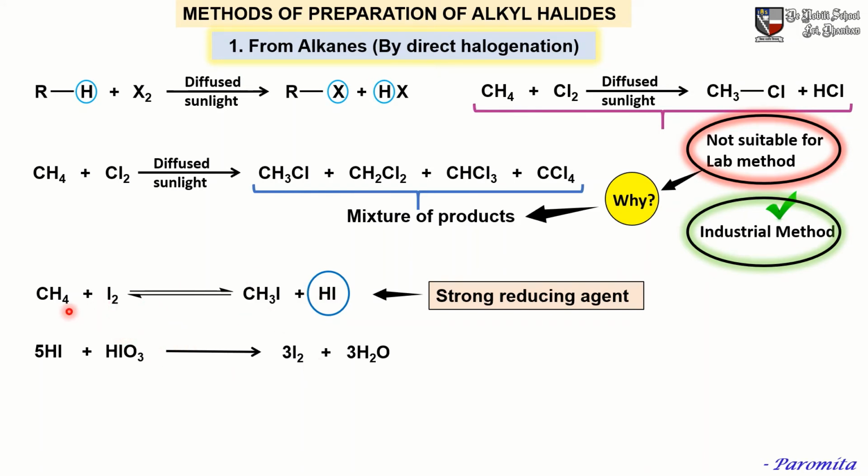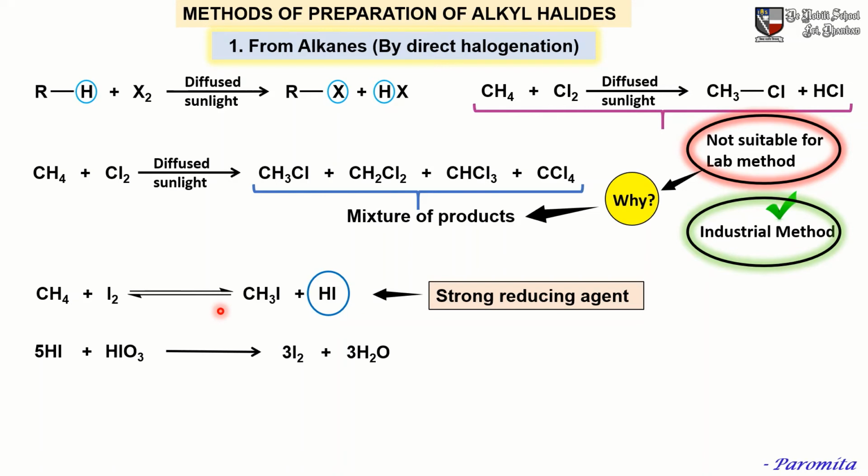See this example. Methane reacts with iodine to give methyl iodide and HI. Now this HI is a strong reducing agent. So what will it do? It will reduce the CH3I that is formed to methane. So as a result of this, the reaction is becoming reversible.